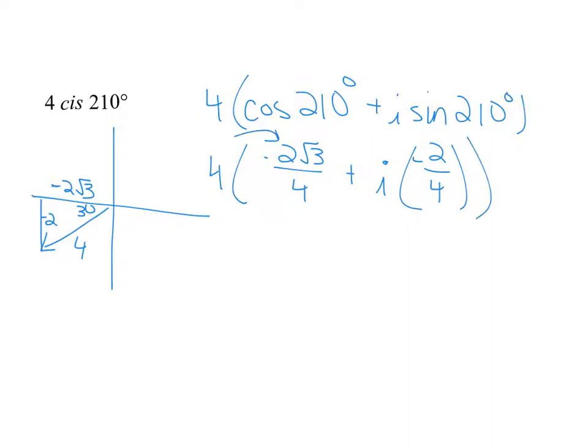Now, when I distribute here, the 4's are going to cancel, so I'm left with negative 2 root 3 minus 2i, okay? This 4 canceled with this 4, and I was left with a negative 2 root 3. This 4 canceled with this 4, I was left with a negative 2, and you write the I at the end. So not too bad. I needed to know that it was a unit circle angle so that we got exact answers and not decimals.